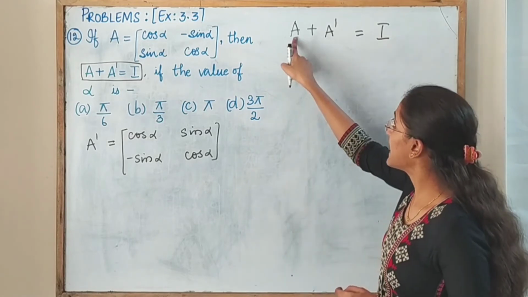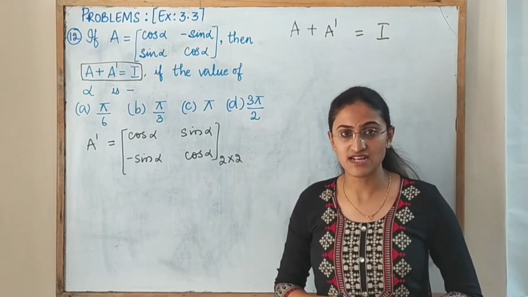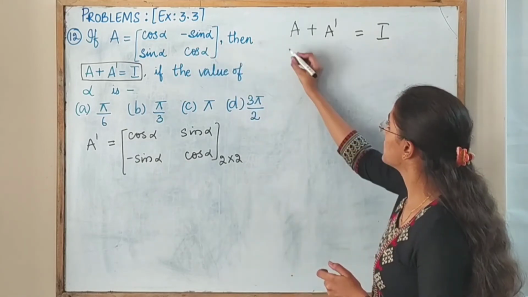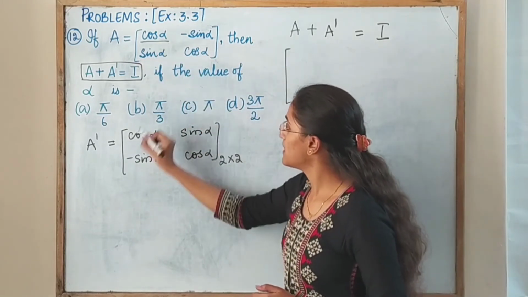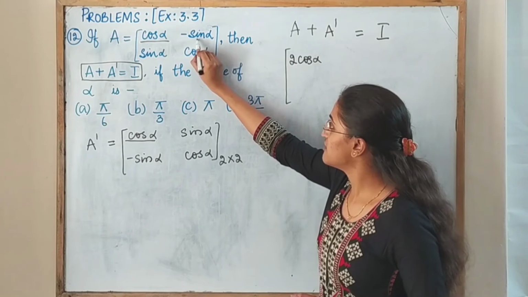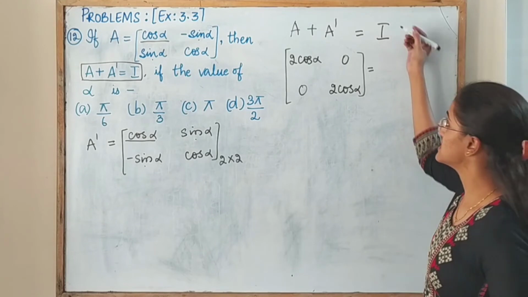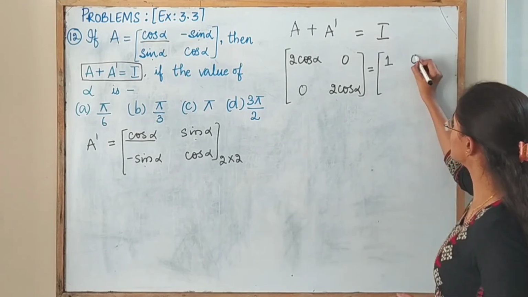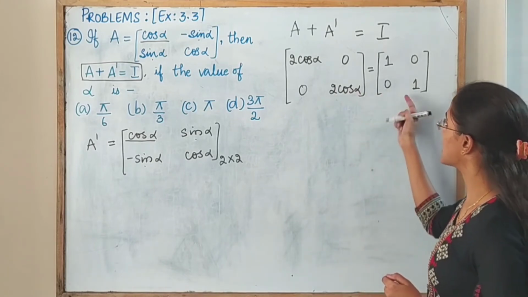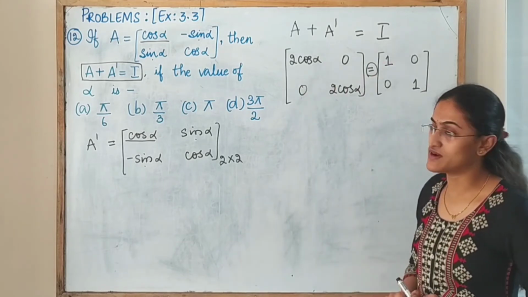Always remember, since A and A' are both of order 2 cross 2, I will also be a matrix of order 2 cross 2. Now, adding the matrices A and A', we get cos alpha plus cos alpha, we get 2 cos alpha, minus sin alpha plus sin alpha 0, is equal to the identity matrix of order 2, that is 1 0, 0 1.